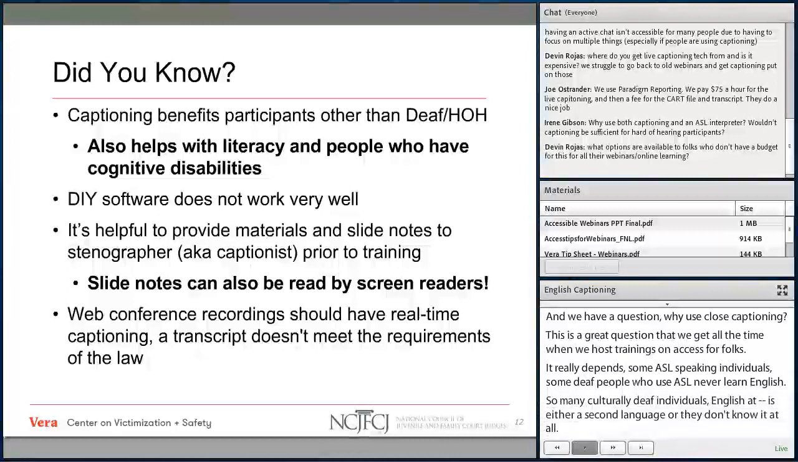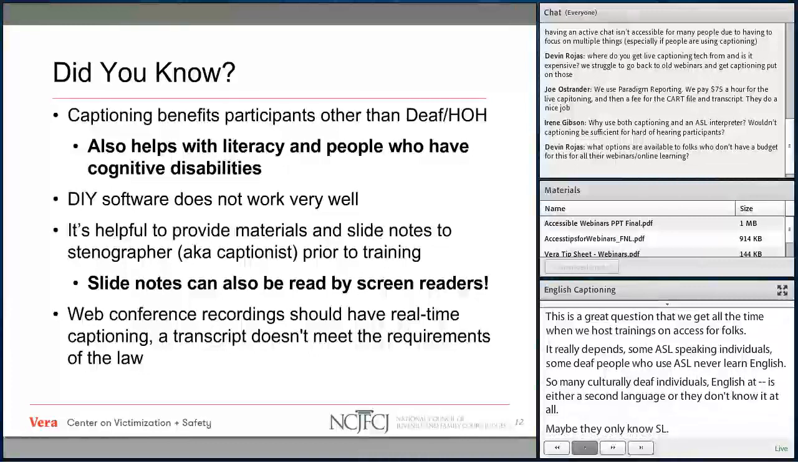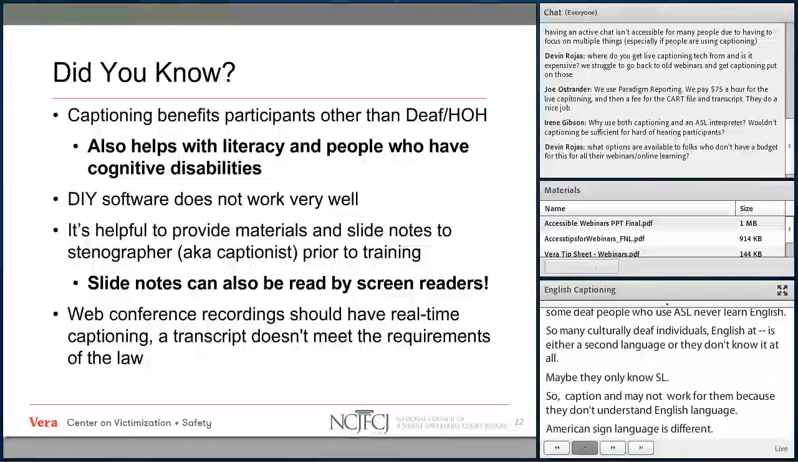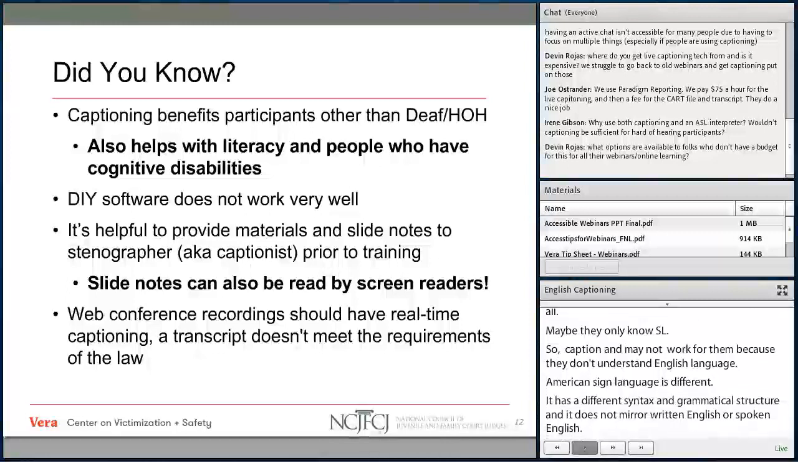American Sign Language is different. It's got a different syntax. It's got a different grammatical structure. It doesn't mirror written English or spoken English. So it's important that American Sign Language interpreters be provided upon request, because someone who is requesting American Sign Language interpreters is typically requesting it because they don't feel comfortable getting the information conveyed to them in written English, which is what captioning is.